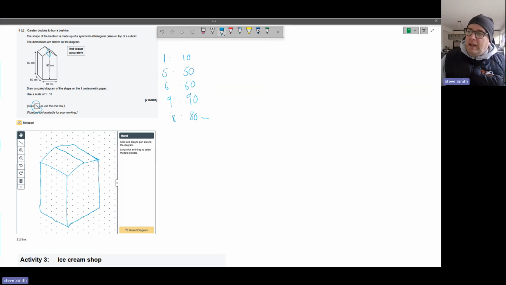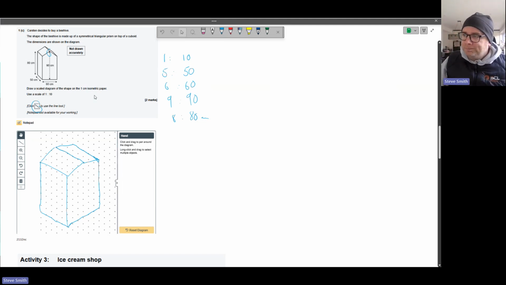It doesn't say label it, but for 2 marks, you've not got the time to start creating text boxes. So you've just literally got to draw it. You don't have to write this down, but if you make sure that everything is lined up, and obviously it'd be straight lines, it would look a lot neater than that, and look exactly like that, but on isometric paper. So mine looks a bit higgledy-piggledy, purely because I'm drawing freehand.